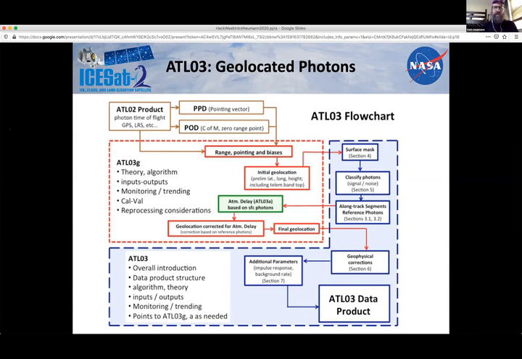Happy to talk through any of these boxes in as much detail as folks like, and there are references in here to the different sections of the ATL03 ATBD. So when you can't sleep at night and you're wondering exactly how does the photon classification work, you can go to section 5 and read all about it. Let's go on to the next slide.